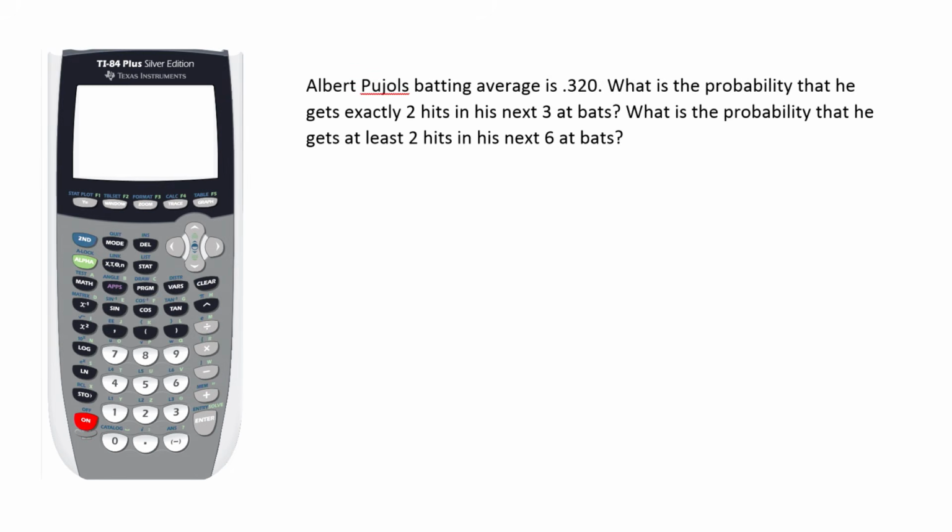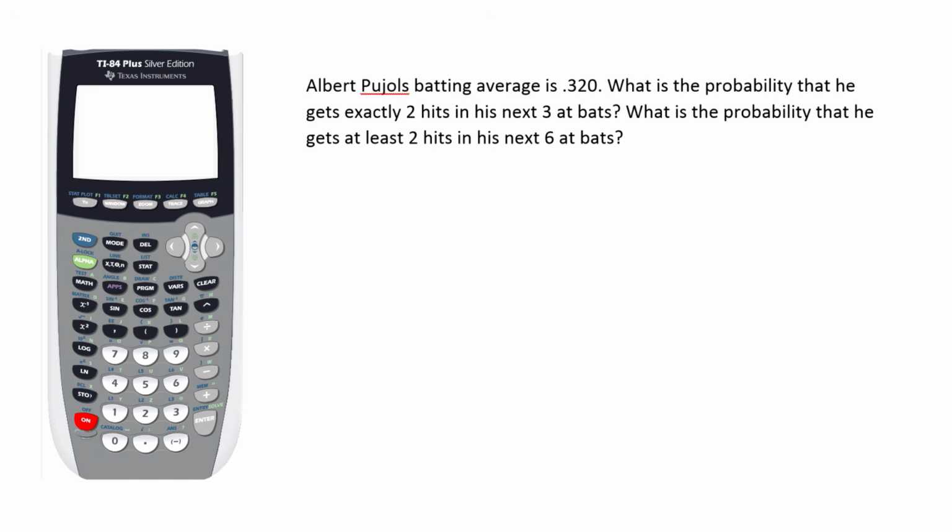In this video, we'll be looking at how to calculate binomial probabilities on the graphing calculator. So for our example, we'll be using Albert Pujols, a Major League Baseball player, whose batting average is .320. We want to find the probability that he gets exactly 2 hits in his next 3 at-bats. We'll later find what the probability is that he gets at least 2 hits in his next 6 at-bats.